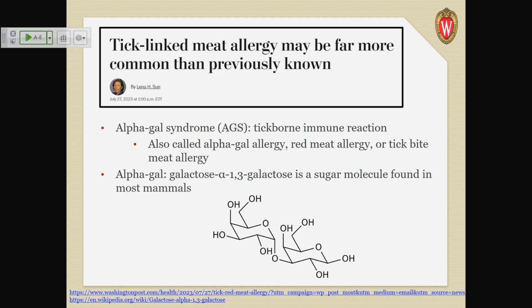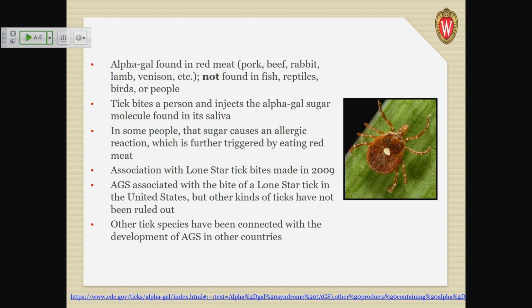It's a sugar molecule found in many, many mammals. So it's found in red meat, pork, beef, rabbit, lamb, venison, not in fish, reptiles, birds, or us. And the idea here is the tick bites a person and injects the alpha-gal that is in its saliva, and then in some people that can trigger an allergic reaction, which can be even further triggered by eating red meat. And often it's a delayed reaction where it's like 2 to 6 hours after eating red meat.